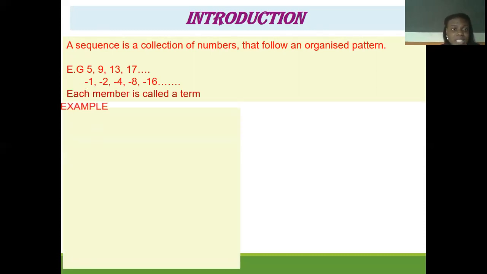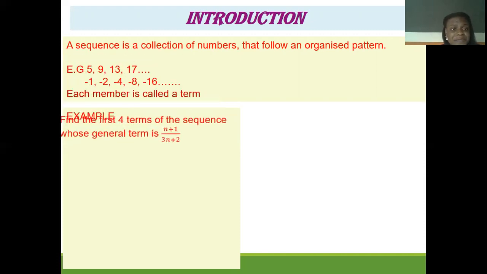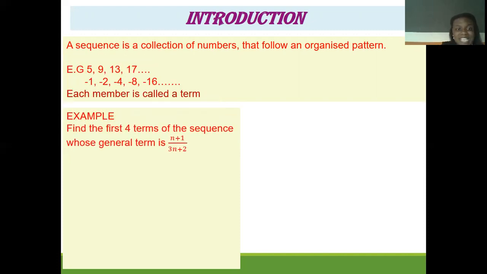Now, let's take an example. What if you're asked to find the first 4 terms of a sequence whose general term, that's the general formula for each term, is (n + 1) over (3n + 2)? It's very simple. First 4 terms, so you're going to use numbers 1 to 4 as the numbers of the terms.